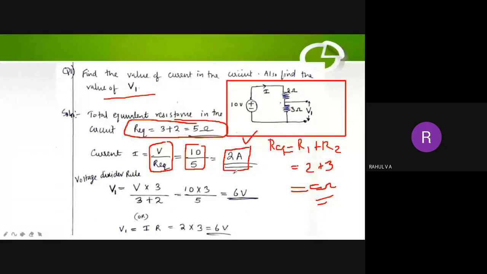Now, either you can go for Ohm's law, V is equal to IR, or you can go for the voltage divider rule. When we take V equal to IR, we know that in a series circuit the current through each resistor is the same. So I is passing through the 3 ohm resistor. I we just found is 2, and the resistance value is 3. 2 into 3 is 6.